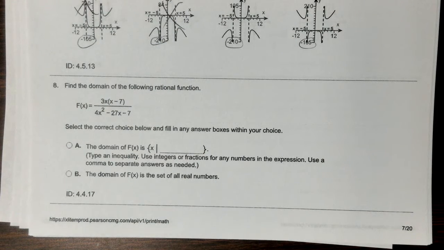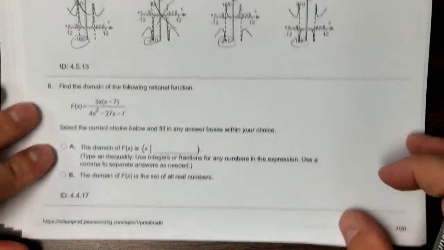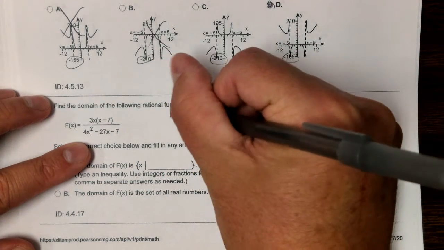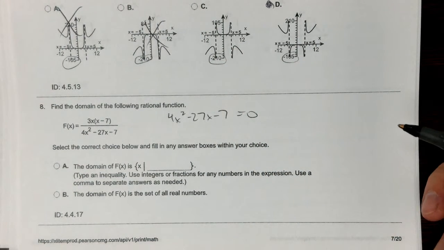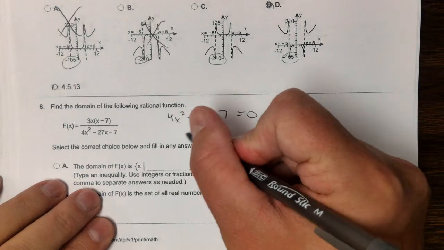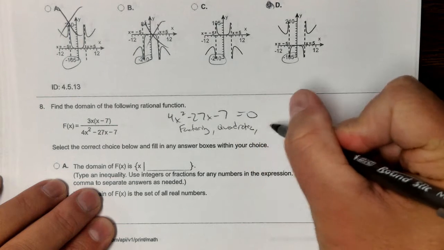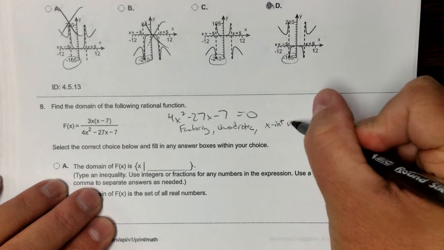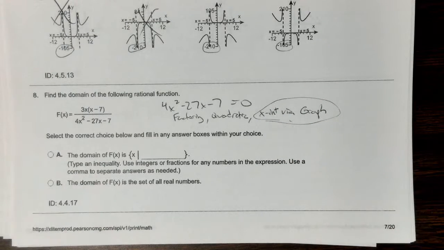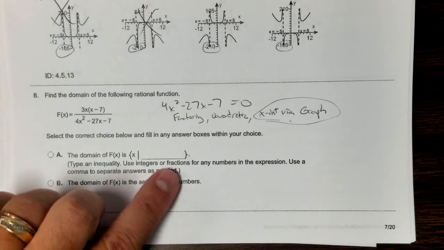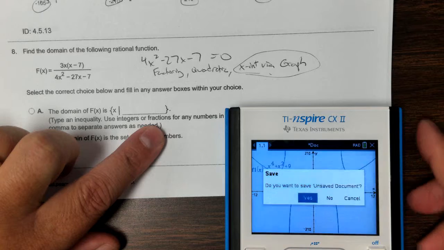Okay, number 8. The domain for this one, again, what we do is we set our denominator equal to 0. This is one I don't really feel like factoring. So you could do factoring, you could do the quadratic, or you could do the x-intercept via the graph. And this is going to be the method that I choose for now. I know we need an integer or a fraction, so let's just try to make it easy on ourselves this way.